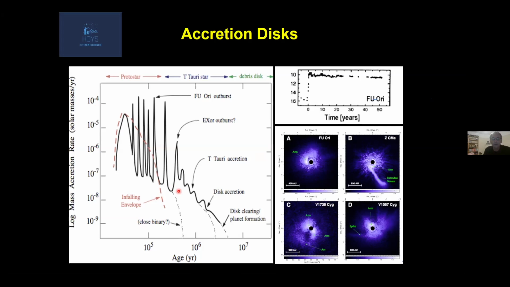That means very easily that more than half of the mass of a star is actually accreted in those bursts as well. So they don't just disturb the accretion disks, they also are actually the time when most of the mass in the stars is accreted. So that's why these are important.